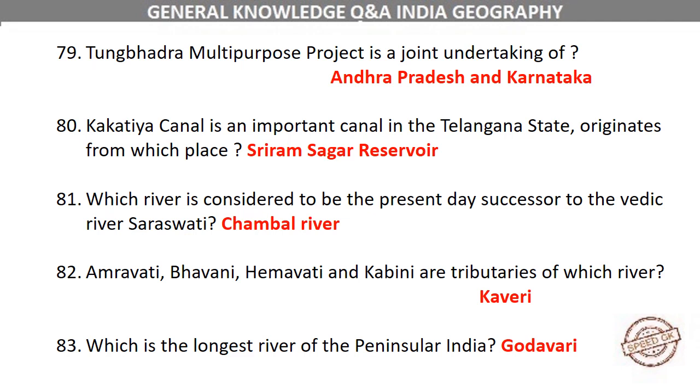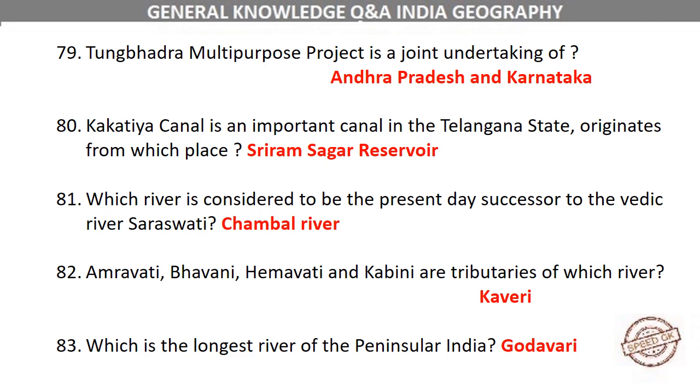Tungabhadra multipurpose project is a joint undertaking of Andhra Pradesh and Karnataka. Kakatiya Canal is an important canal in the Telangana state, originates from which place? Shriram Sagar Reservoir. Which river is considered to be the present-day successor to the Vedic river Saraswati? Chambal River. Amravati, Bhavani, Himavati and Kabini are tributaries of which river? Kaveri.